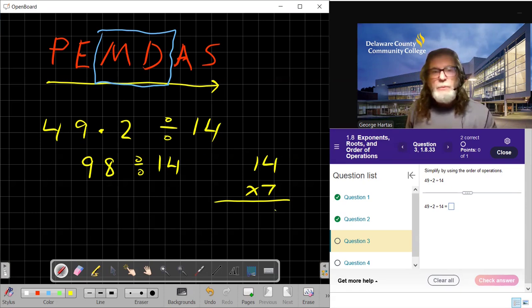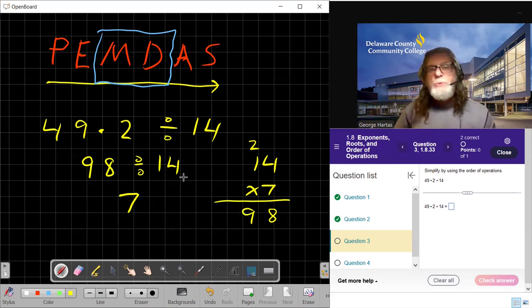7 times 4 is 28. 7 times 1 is 7, plus 2 is 9. It sure is. So 98 divided by 14 is 7. Why? Because 7 times 14 is 98. Do you see that inverse relationship between multiplication and division, right?